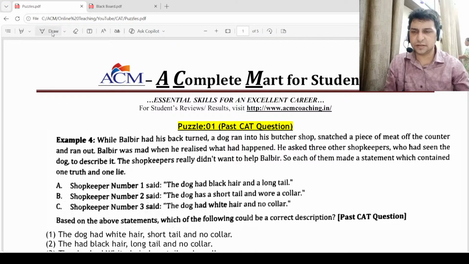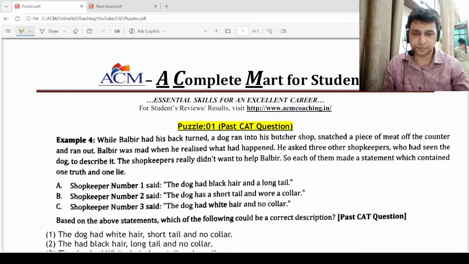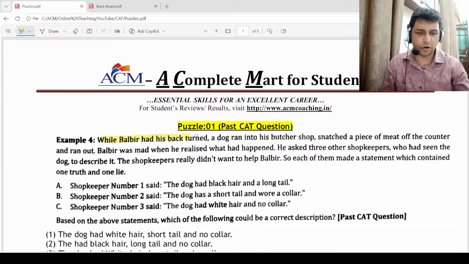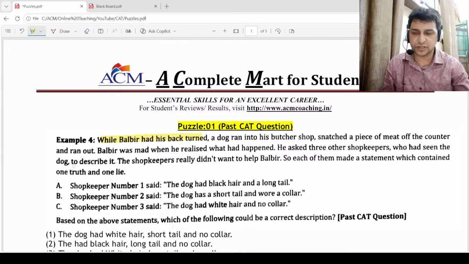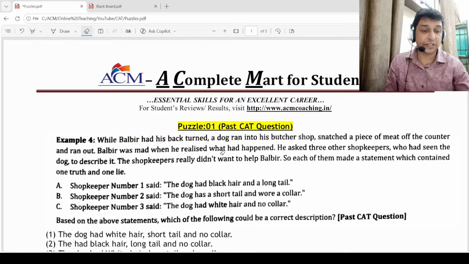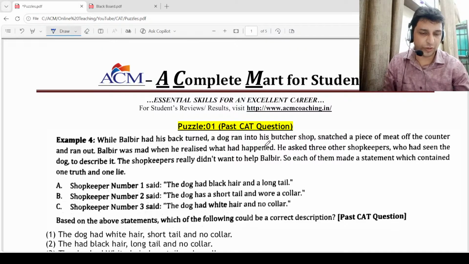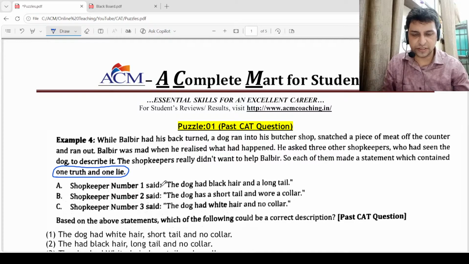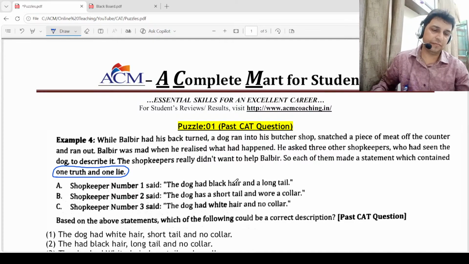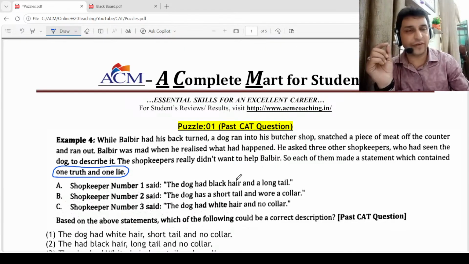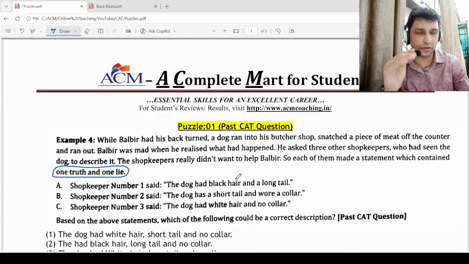It says while Balbir has his back turned, a dog ran into the butcher shop, snatched a piece of meat off the counter, and ran out. Balbir was mad, and when he realized what had happened, he asked 3 other shopkeepers who had seen the dog to describe it, like how the dog looks. The shopkeepers really did not want to help Balbir, so each of them made a statement which contained one truth and one lie. So every shopkeeper made 2 statements, giving 2 facts, out of which one was a truth and the second was a lie.